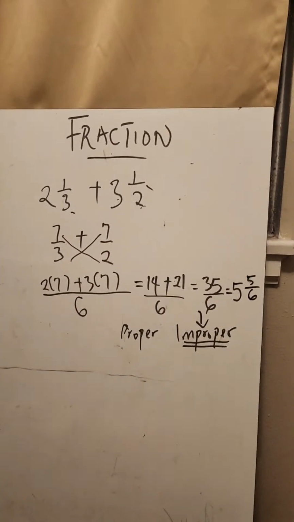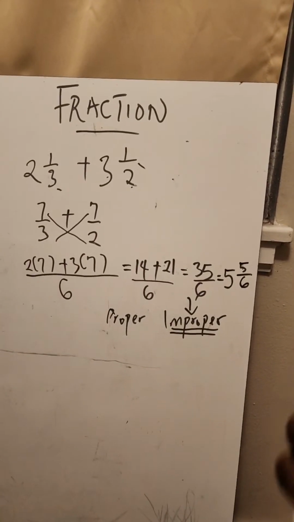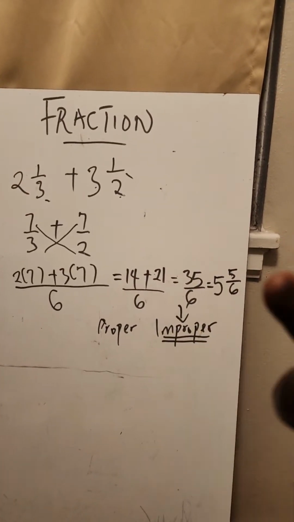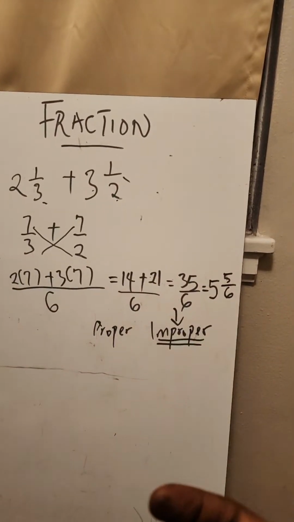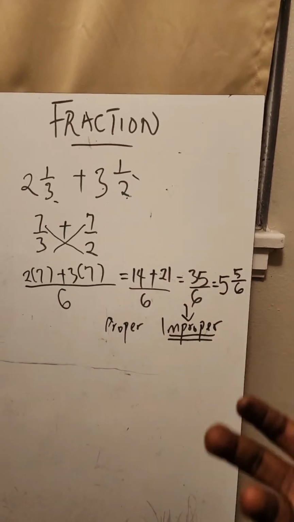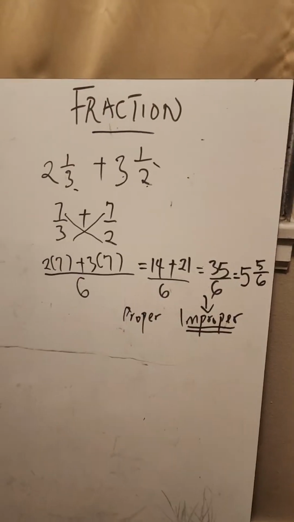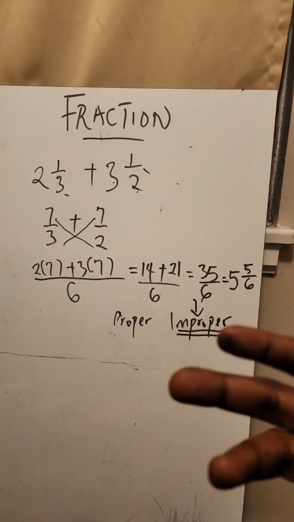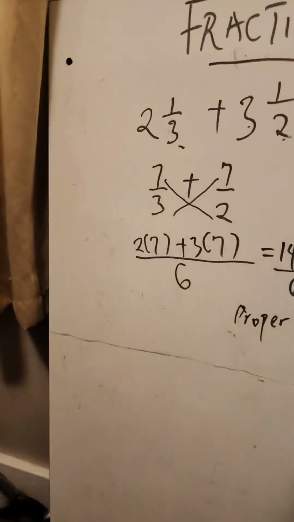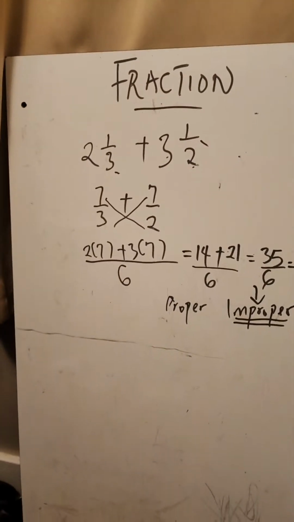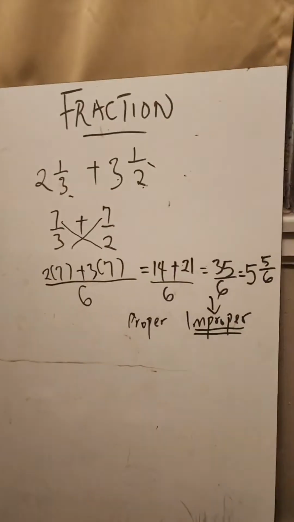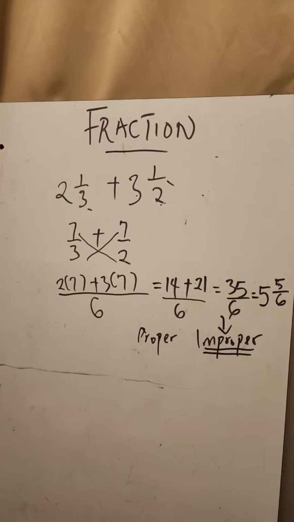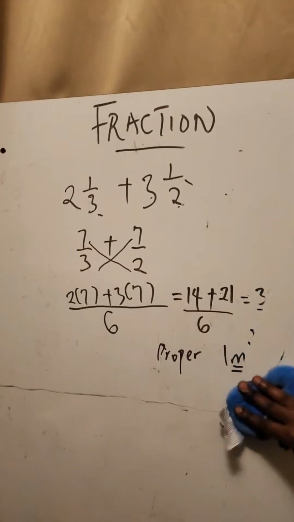Now, I've talked about proper fractions plus improper fractions, the addition of mixed fractions, and how to convert from mixed fraction to improper fraction. Now, let's proceed by looking at algebraic fraction. Any question from here? If you have any question, you can just let me know. In the absence of questions, I'm going to move to algebraic fraction.